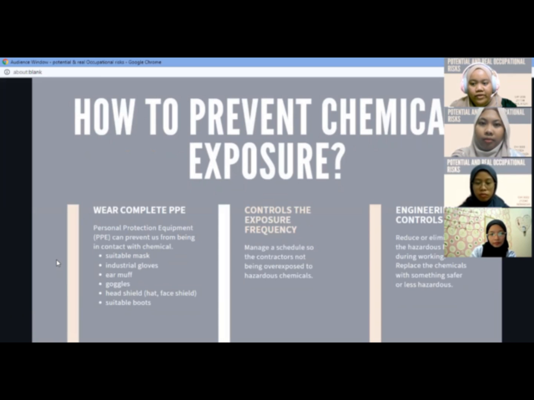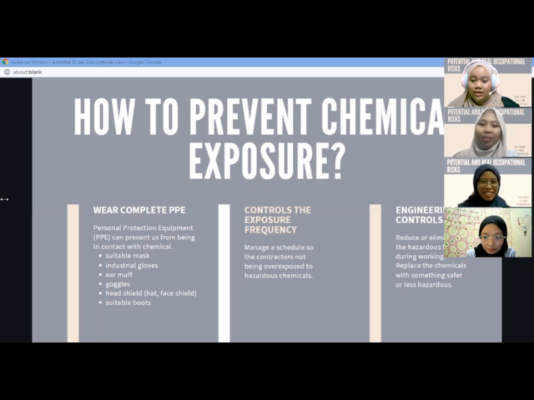And how could we prevent the chemical exposure? As a contractor, it is a must to wear a complete PPE. We know that PPE is personal protective equipment. It also can prevent us from being in contact with chemicals. For example, the PPE that we need to wear during the construction process is suitable mask like K95 or any mask, industrial glove, ear muff, goggles, head shield, and suitable boots.